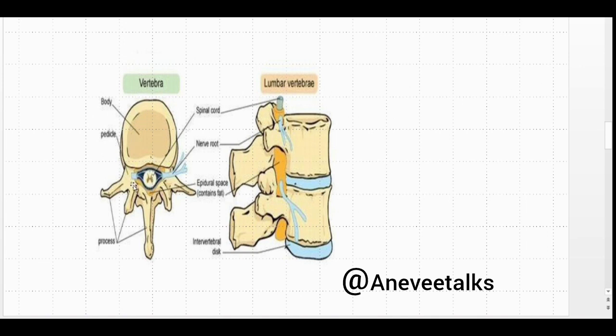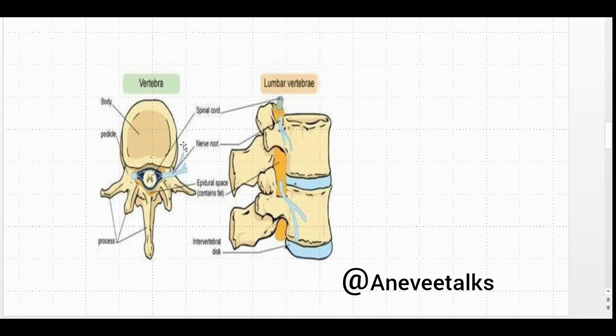This is the body of the lumbar vertebra, and this is the pedicle, and we have some processes here. This is the spinal cord, and you can see it in the sagittal section. In the spinal cord, we have gray matter and white matter. The spinal cord is attached to two nerve roots. Can you spot them? One is the dorsal nerve root and one is the ventral nerve root.